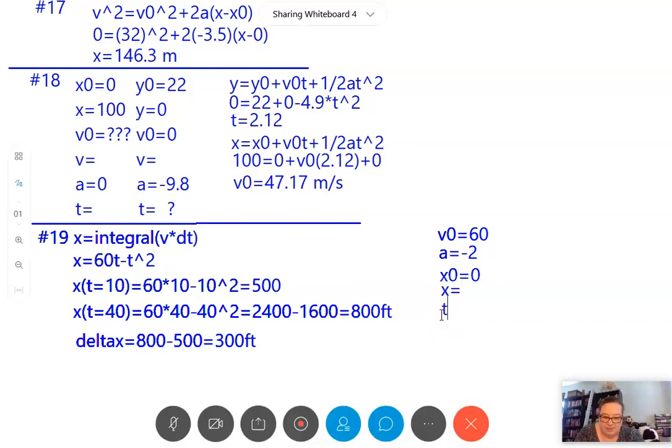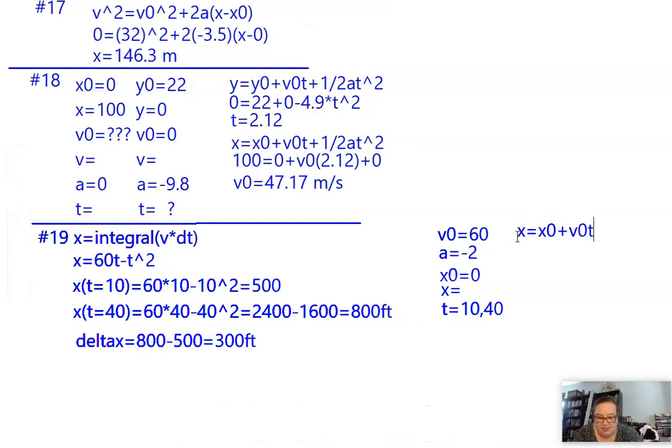Both at time equals 10, and then again at time equals 40. So again, I don't care about the final velocity, so this is going to be x equals x naught plus v naught t plus 1/2 a t squared. Can I fit it? Yes, just barely got it in.